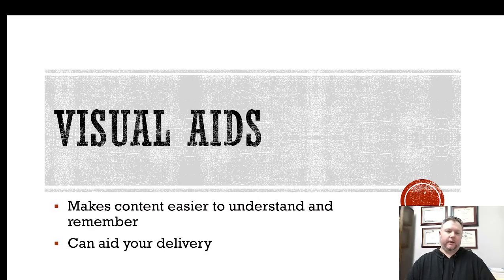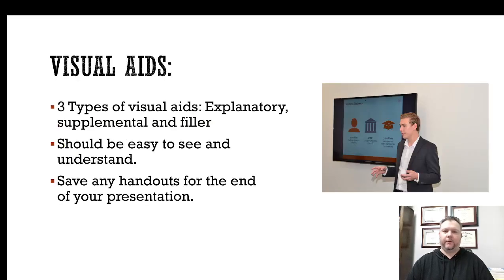So let's talk about the three types of visual aids. Visual aids basically fall into the categories of either filler, explanatory, or supplemental. So let's talk about filler visual aids. A filler visual aid is basically something that is related to your topic, but it doesn't actually provide any content or information.